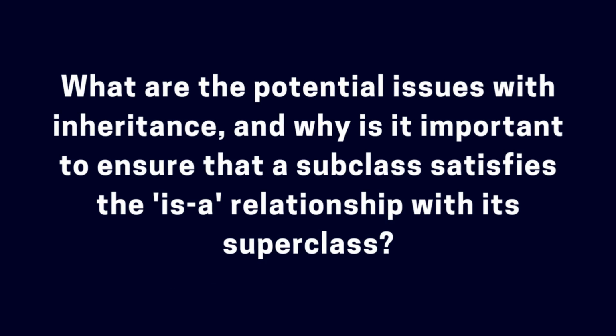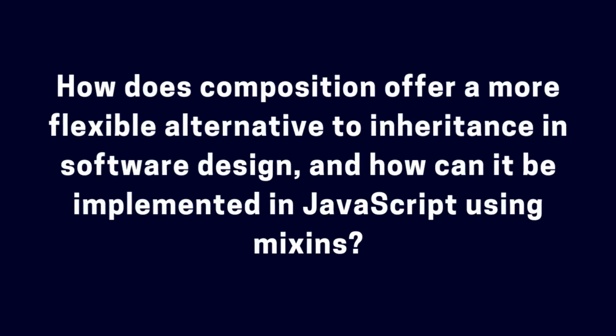Potential issues with inheritance include creating complex and fragile systems if subclasses inherit methods that don't logically apply to them. It's important to ensure that a subclass satisfies the is-a relationship with its superclass to maintain logical consistency. For example, a front-end programmer should be a specific type of programmer. How does composition offer a more flexible alternative to inheritance in software design, and how can it be implemented in JavaScript using Mixins?